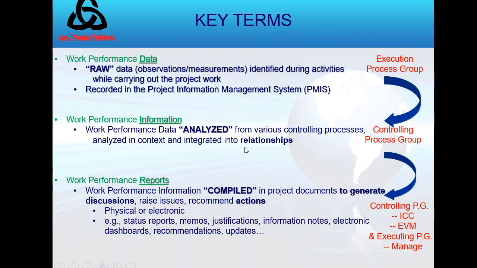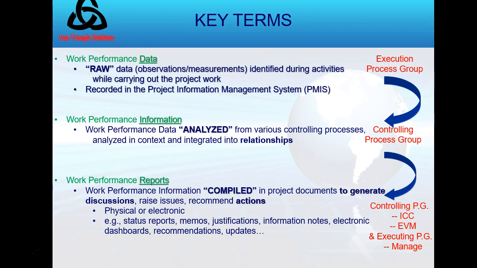I did want to point out some key terms, and this is referred to on page 26. But in doing so, if I'm going to measure variance that I just mentioned, I have to do it with something. And so I will collect work performance data, which is just raw data. The term raw should clue you into that it's work performance data. And that is given to you when I'm executing. I'm collecting just the raw information. Then I will analyze it, which gives me work performance information. And I'm doing that in the controlling process group.